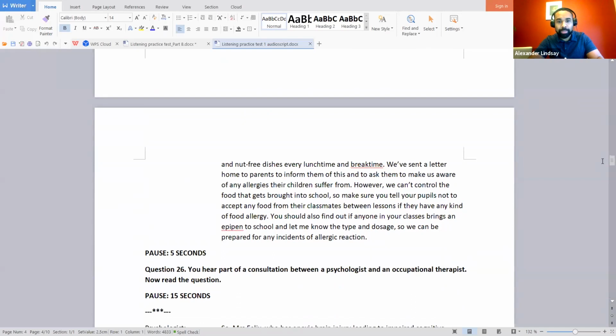Okay. So we sent a letter home to parents to inform them of this. However, we can't control the food that gets brought into school. So make sure you tell your pupils not to accept any food from their classmates.